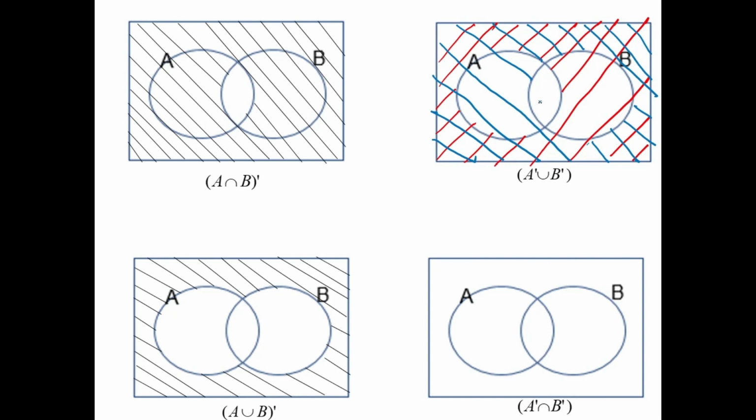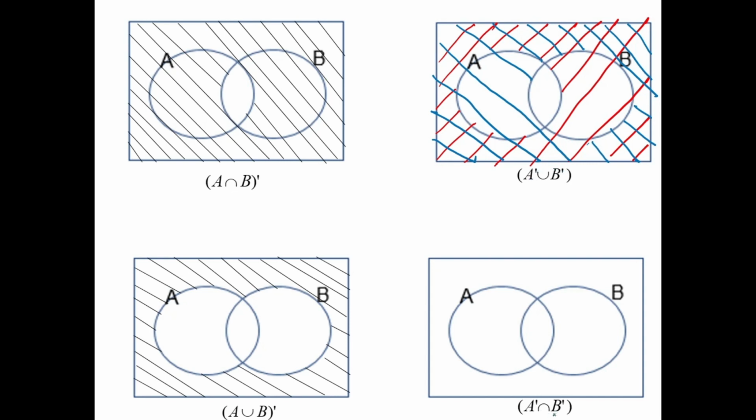In conclusion, union is kind of easy if you think of it as step-by-step instructions. First, shade everything in the first set and then shade everything in the second set. All the shaded region is A prime union B prime.